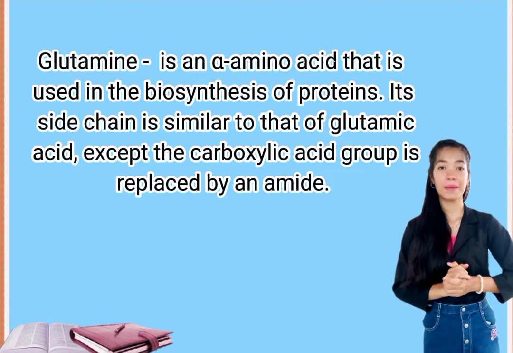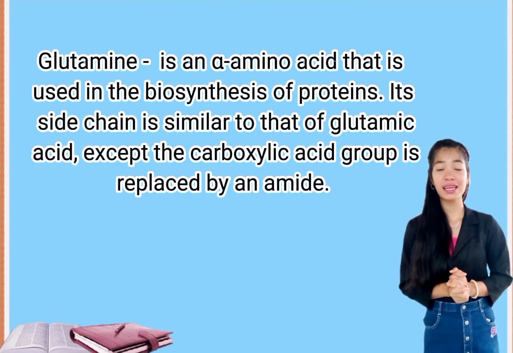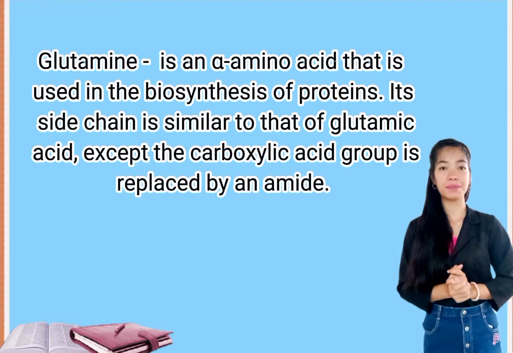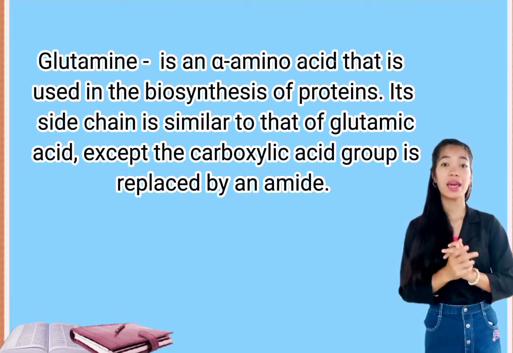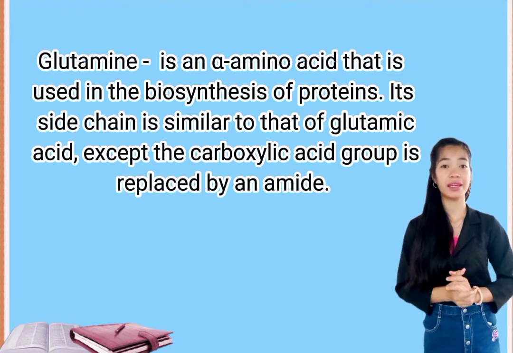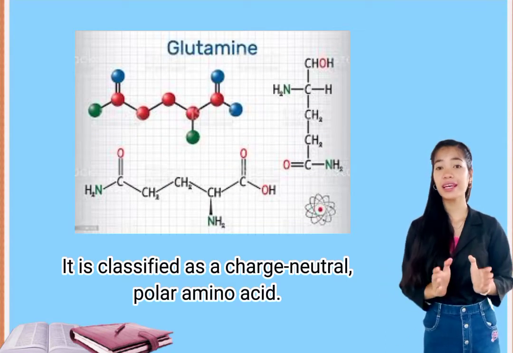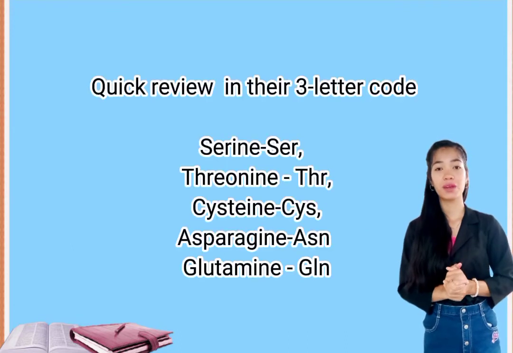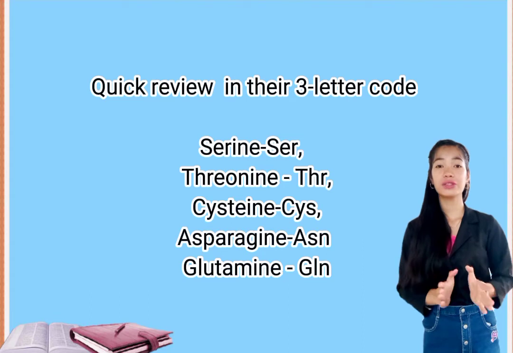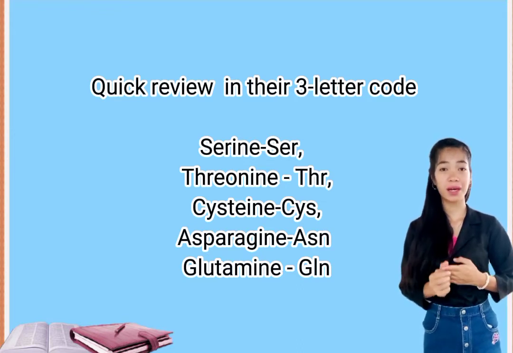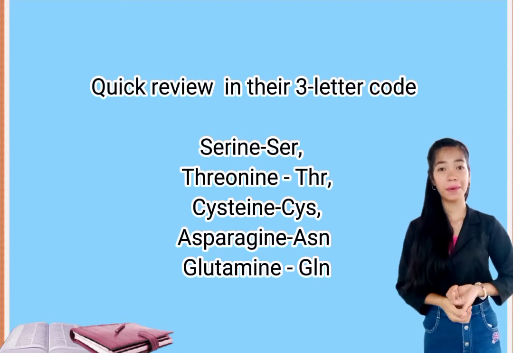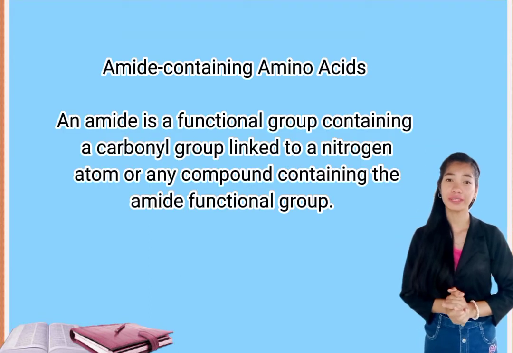And lastly, glutamine. Glutamine is an alpha amino acid that is used in biosynthesis of proteins. Its side chain is similar to that of glutamic acid except the carboxylic acid group is replaced by an amide. So, it is classified as a polar neutral amino acid. For the quick review of their three-letter codes: serine is SER, threonine is THR, cysteine is CYS, asparagine is ASN, glutamine is GLN.